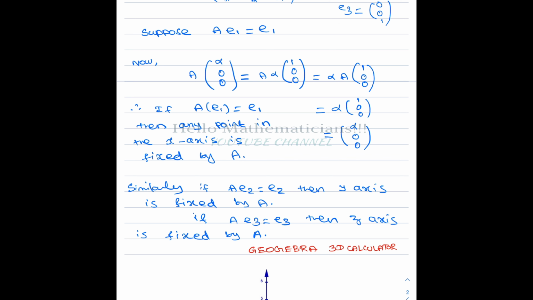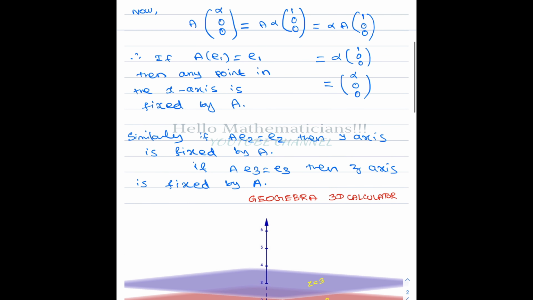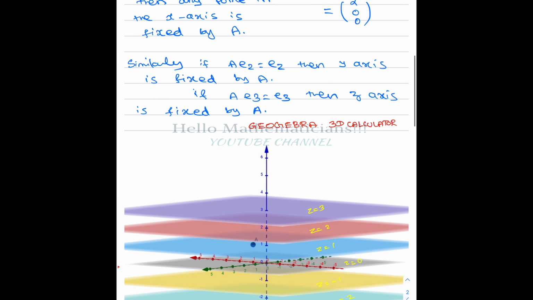Now, suppose A takes E1 to E1. Let's see how A acts on it. Note the point 1, 0, 0. For example, this is the point. This is our E1, 1 comma 0 comma 0.